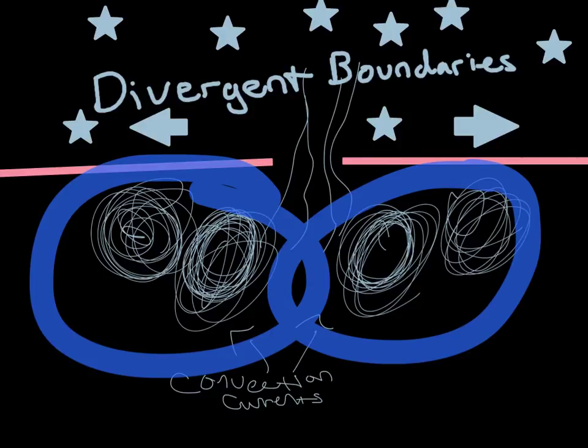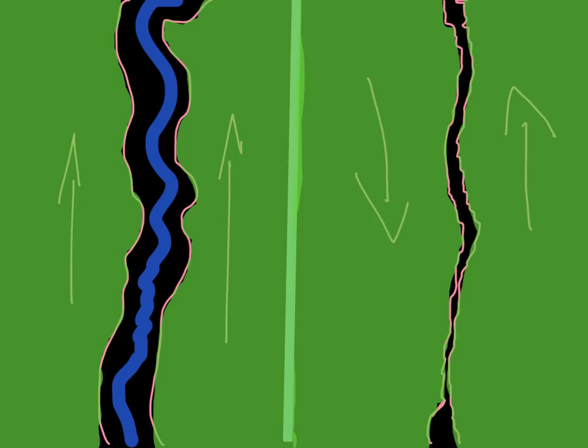Mount St. Helens in Washington would be a good example of a volcano being formed after two divergent boundaries separate.